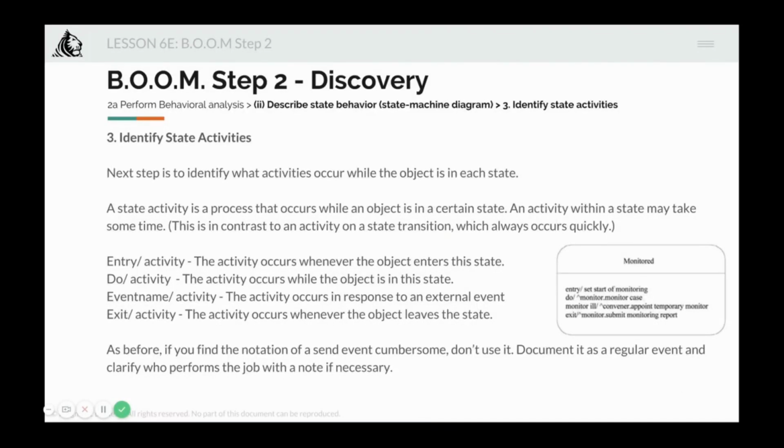So let's say the deliverables against which the invoice was raised have changed, and so the invoice needs to be updated. That is the activity that can occur in response to an external event. And finally, the exit. The customer has now paid the invoice and the exit has happened, right? Each one of them can have its own unique activity, each stage of this: entry, do, event name, and exit. As before, if you find the notation of a send event cumbersome, just don't use it. Document it as a regular event and clarify who performs the job with a note. Okay.